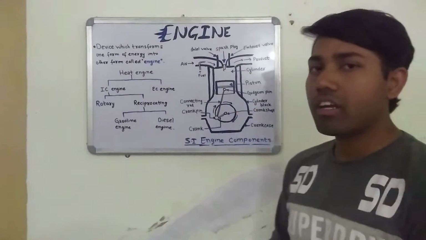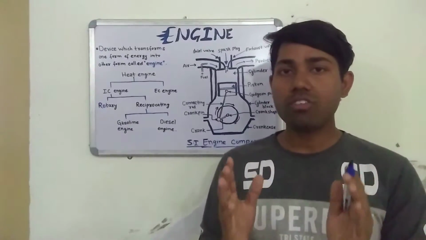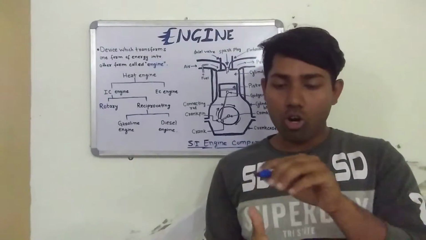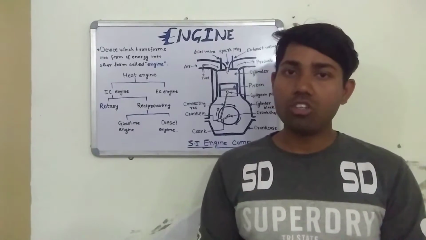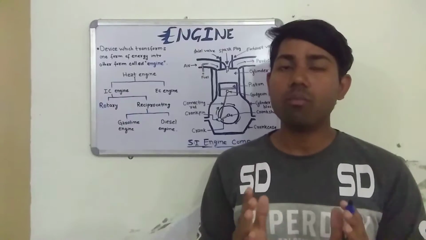Firstly, what is cylinder block? Cylinder block is a part which is used to support all the components of an engine. For example, the piston and gudgeon pin, connecting rod, all these components are supported by a block known as the cylinder block.